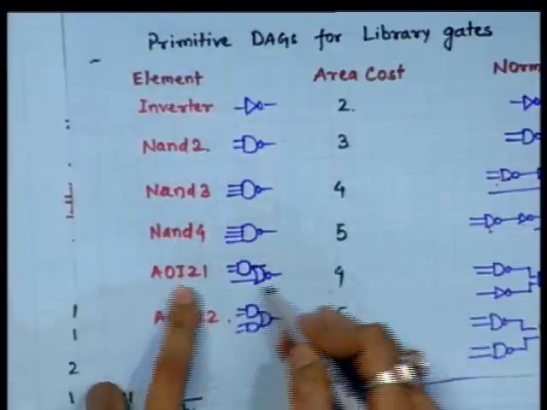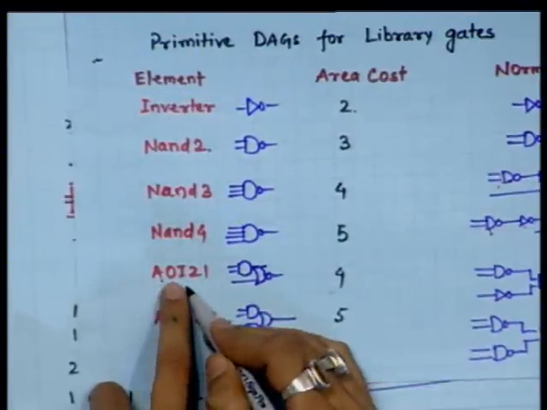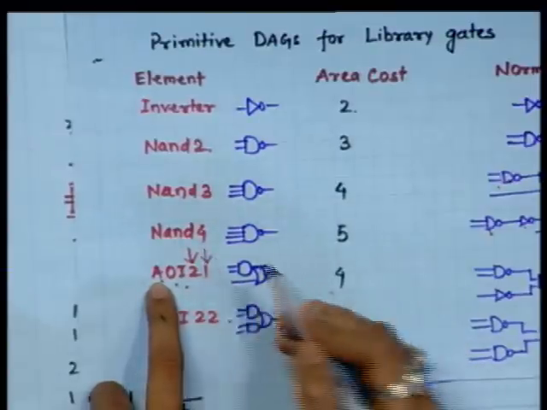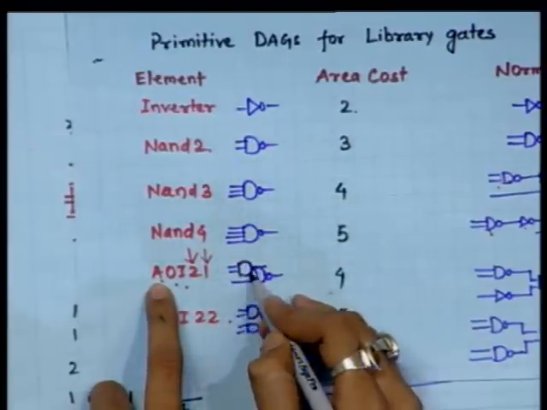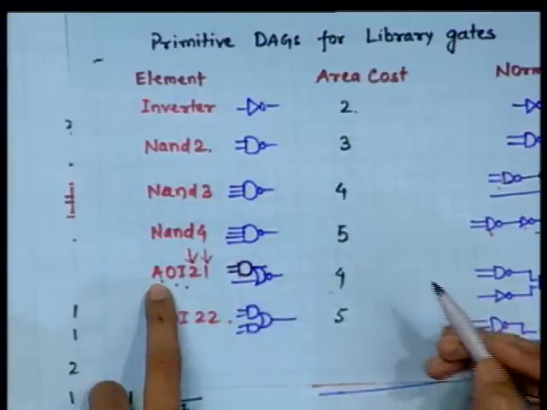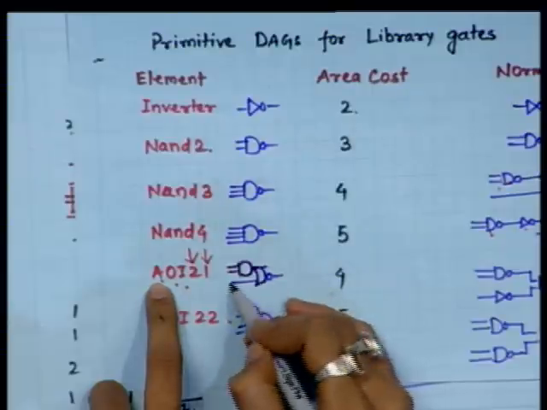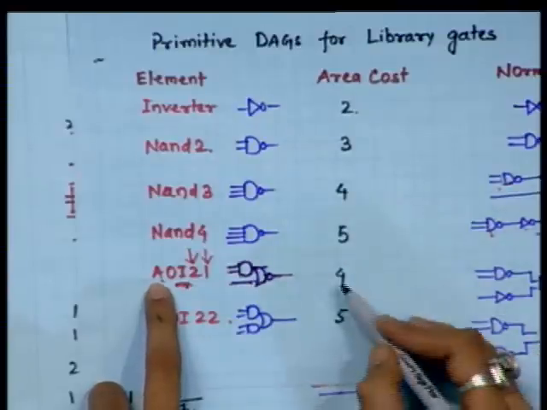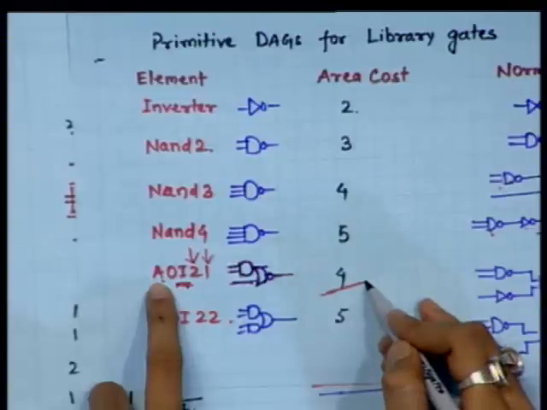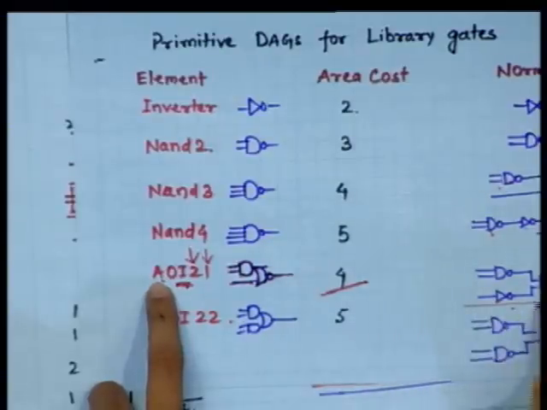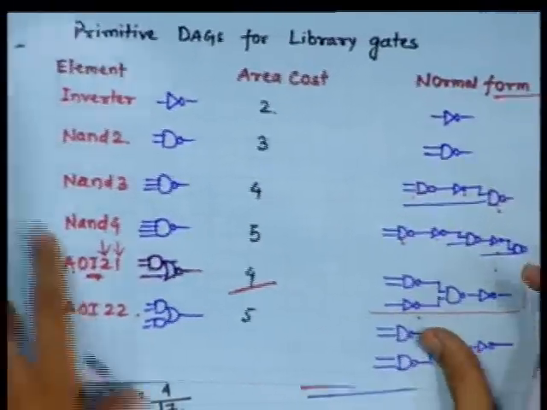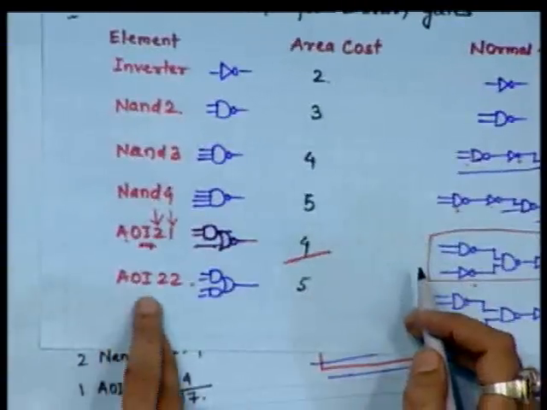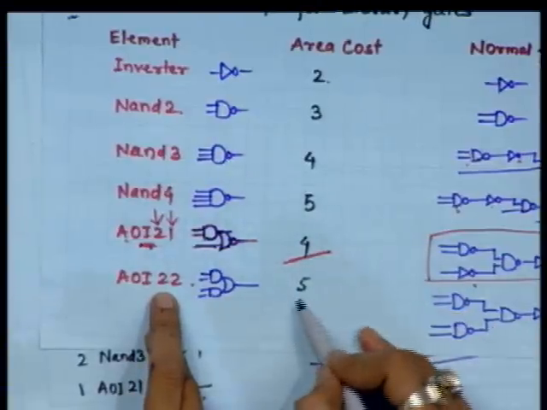Now, the library has an AND OR inverter with 2 inputs to the AND and 1 input to the OR like this. This is an AND with 2 inputs, there is an OR with 1 input, and another inverter at the output. The cost area is 4. It is mapped in the normal form like this. Similarly, we have an AND OR invert with a cost area of 5.